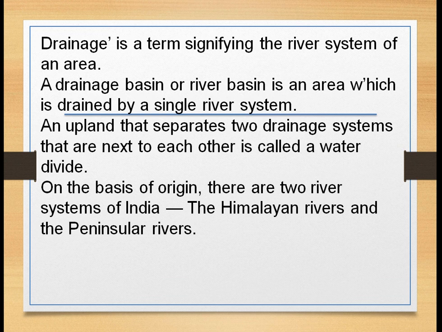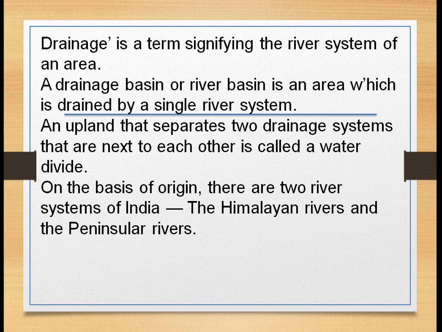Next, an upland that separates two drainage systems that are next to each other is called a water divide. Whatever the upland is which is separating the two drainage systems, that is going to be called a water divide. In the textbook, the water divide photograph is given in chapter number 3 at the starting of the chapter only.